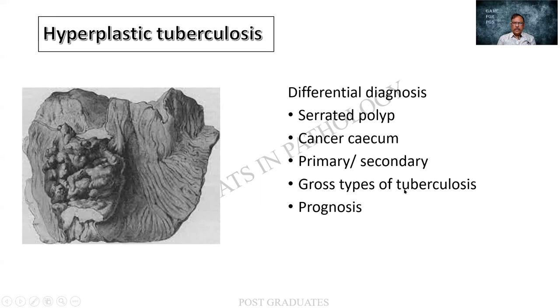And what are the other gross types of tuberculosis? Generally, tuberculosis can be ulcerative, and it can be ulceroproliferative or hyperplastic. This indicates a good prognosis.